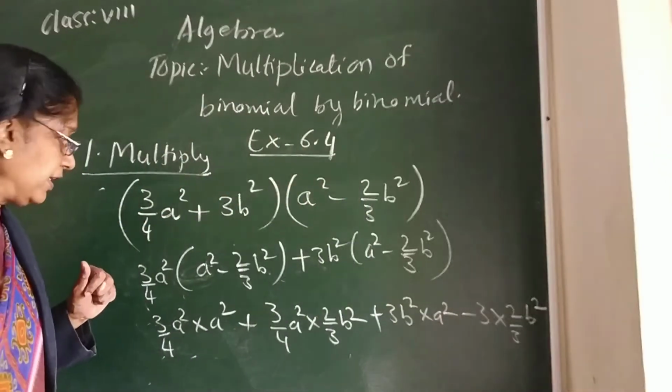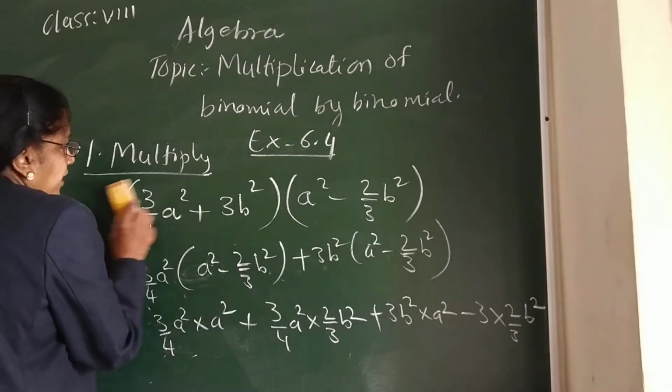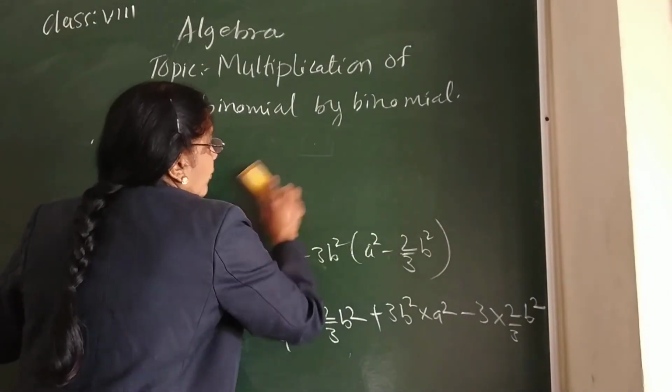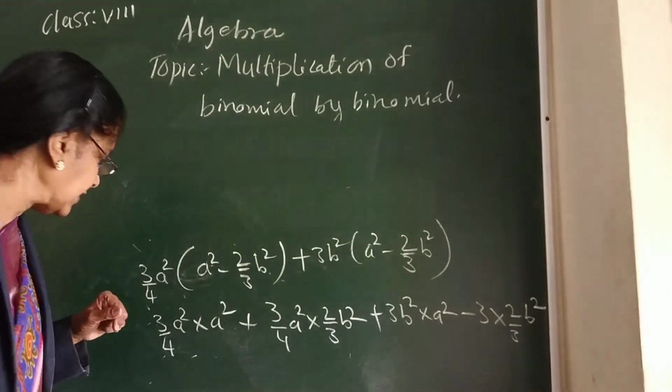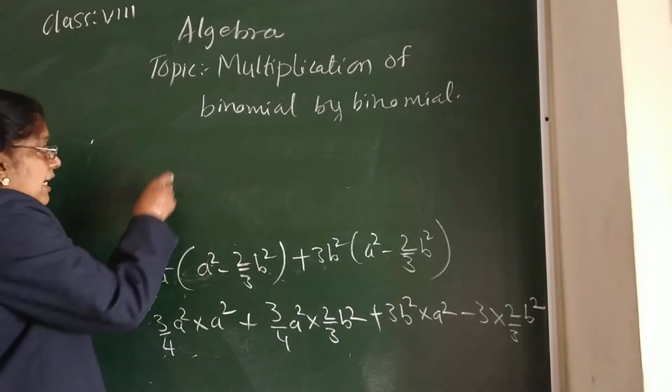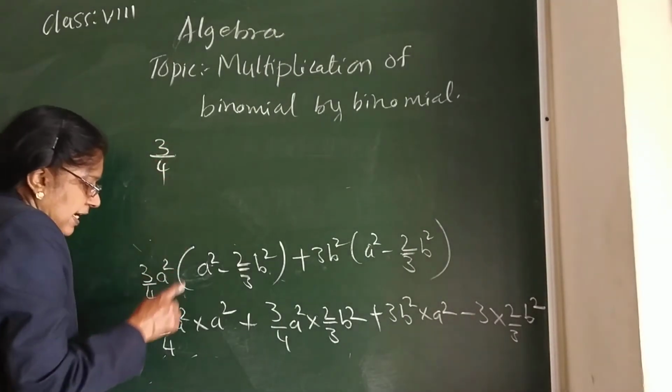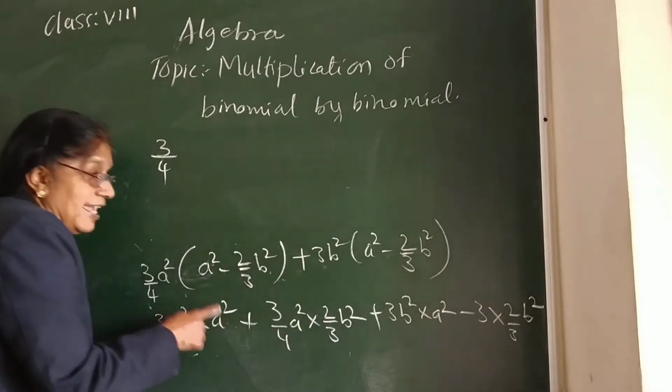So can you know how it is? Okay. Now I write over here this one, and I write over here the remaining things. 3 by 4 will remain as it is. A square into a square.